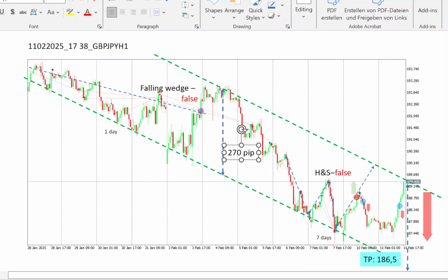But as we are just at the beginning of a new cycle, we have to wait a little bit until the price develops.